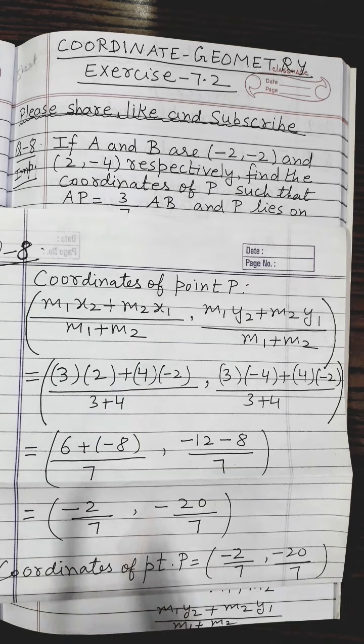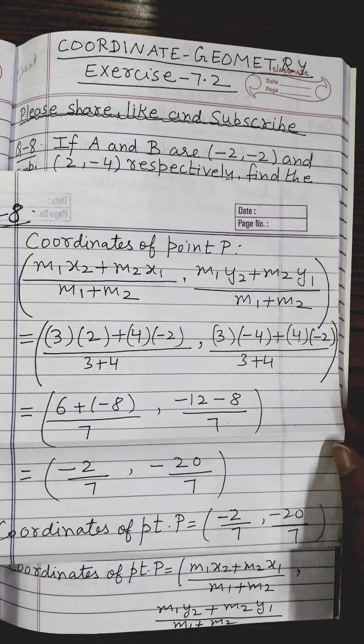So these were the coordinates of point P, which are like this: (-2/7, -20/7). So this is your final answer. I hope it is clear to you.